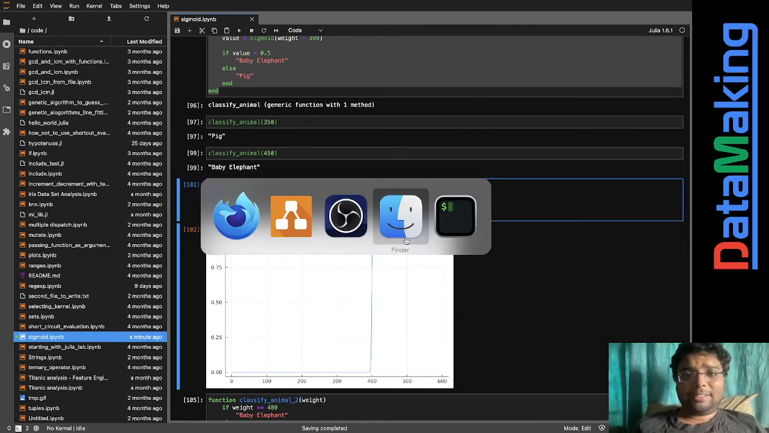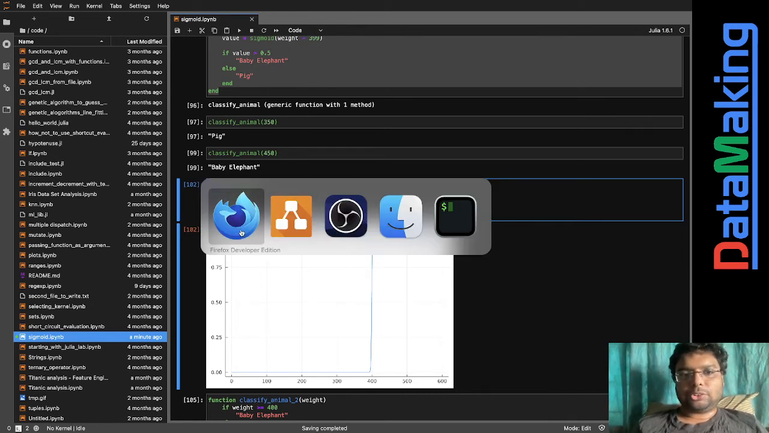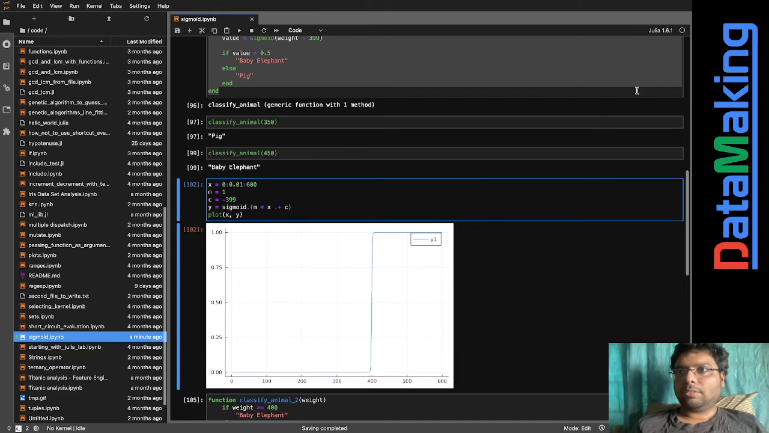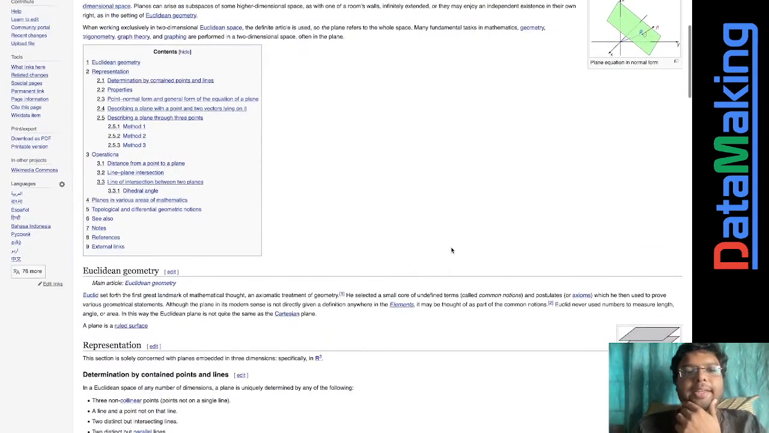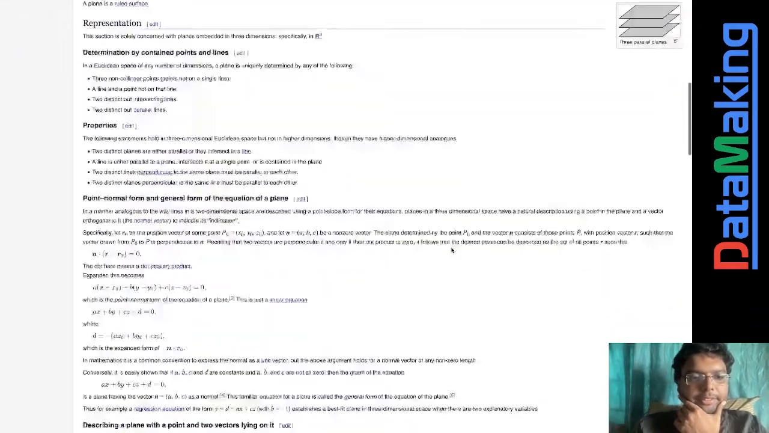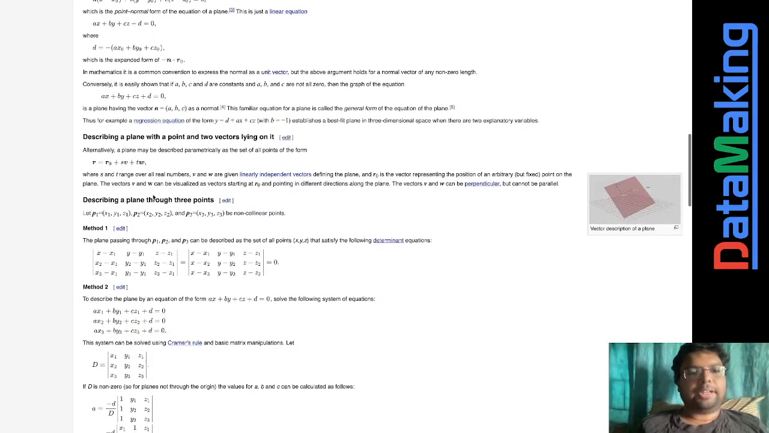And you can even extend it further. What is the equation of a plane? A plane is nothing but z is equal to ax plus by plus c, right? So this is the equation of a plane. You can also make it z is equal to (ax plus by plus d) divided by c. So you can also classify with a plane, and even if there are 3 dimensions, it will work.